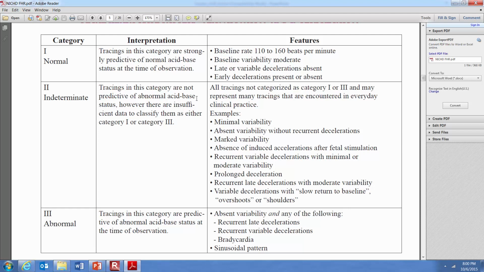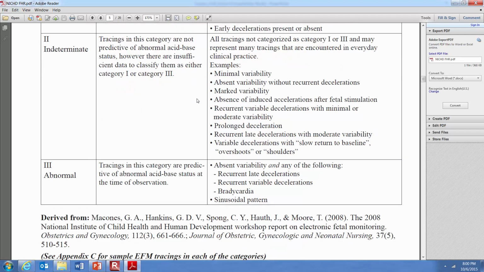Category 2 does not mean you have to rush off to the OR. Category 2 means you have a baby that's in trouble. You need to be doing some things to fix it, okay? You may fix it. You may not totally fix it. You may partially fix it. You may not fix it at all. But the physician says, I want to still labor her. Okay? All right. Let's go look and see what those look like.